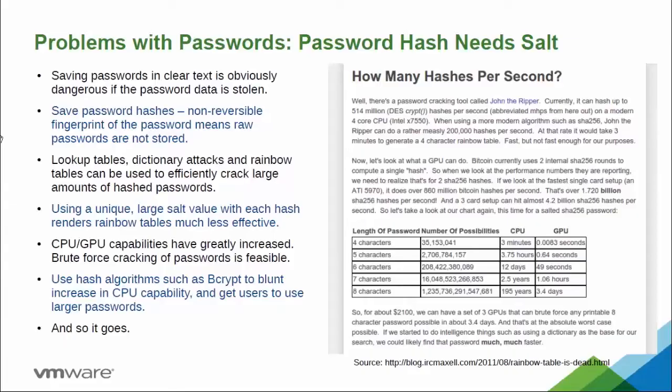But even that, CPU and GPU capabilities, now the brute processing power has increased even faster than memory and disk prices have dropped. So now with graphics processing units, you can easily crack 8-character passwords. It used to take 195 years, in the table on the right here. Now you can do it in 3.4 days. It's just dropping fast how easy it is to brute force crack passwords.